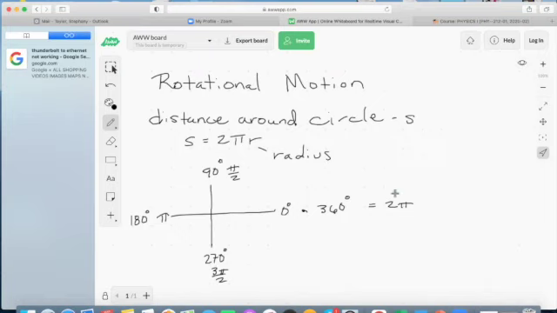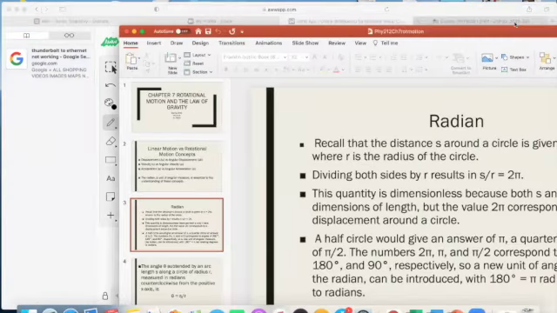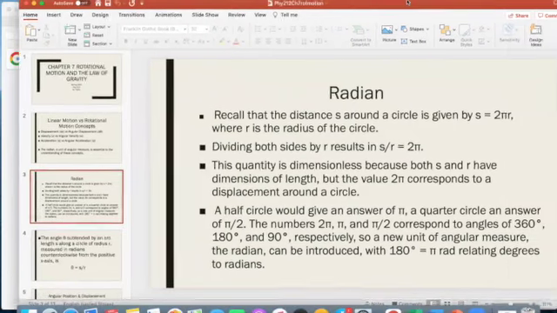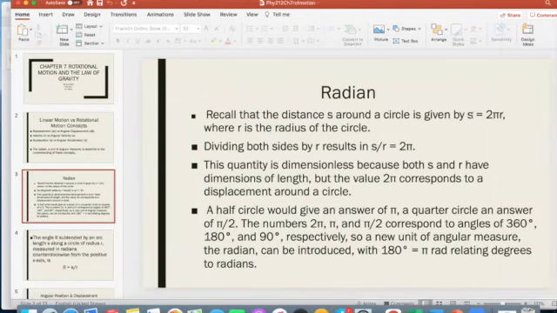All right, radians: for 360 degrees, it's 2 pi. For 90 degrees, it's pi over 2. For 180 degrees, it's pi. And for 270 degrees, it's 3 pi over 2. So this is just to give you a visual of what we're talking about. The distance around the circle is lowercase s, and it's equal to 2 pi times the radius of that circle.